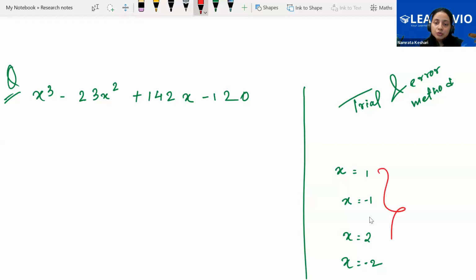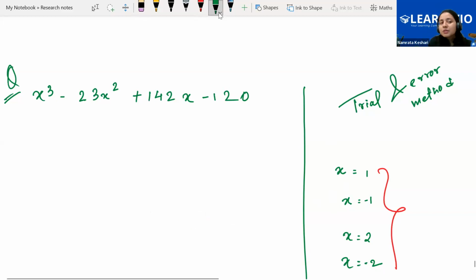So in general, we will be taking a few normal numbers, and the final result must come as zero with these numbers. If it is not coming, then we won't be able to find it. That's why factorizing a cubic polynomial is not that simple. Here we will check with these few numbers. Let's check it.